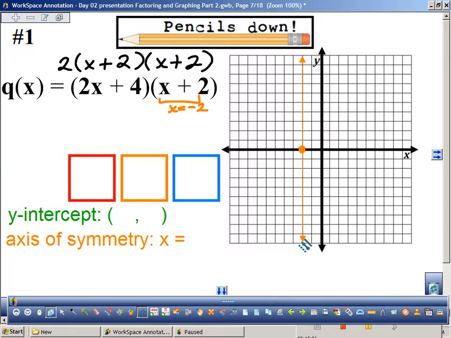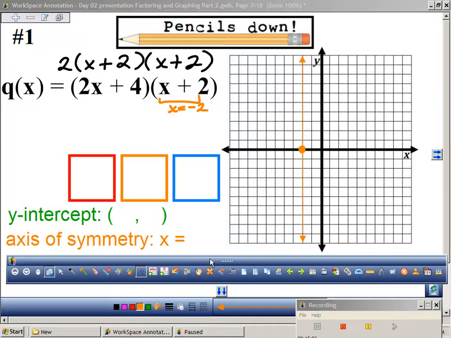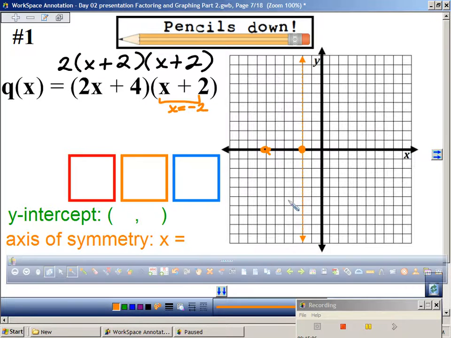Right? Because if I have 2 zeros, I'd have to find what's between them. But I only have 1, so the axis of symmetry must go right through the middle of it. Right?